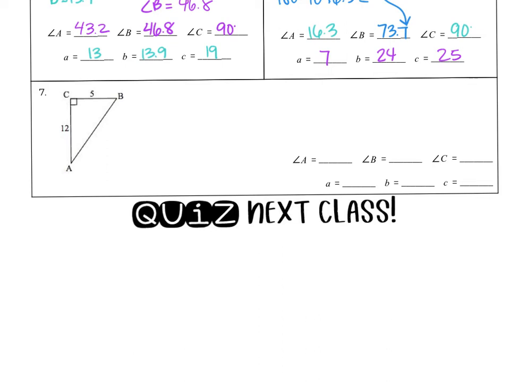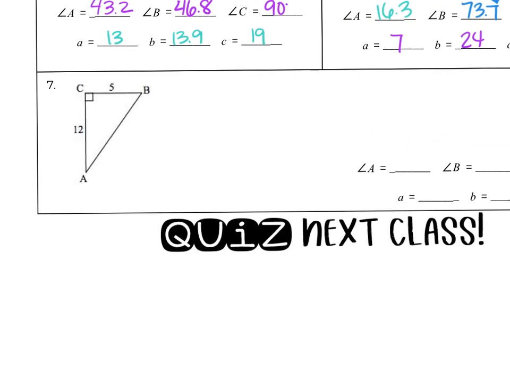Someone tell me something that you knew. So Brendan, what was something you knew from that picture? C was 90. Okay. Dixon, tell me something else you knew. Like a side. A was what? Technically A is 5. See how it's across from there?